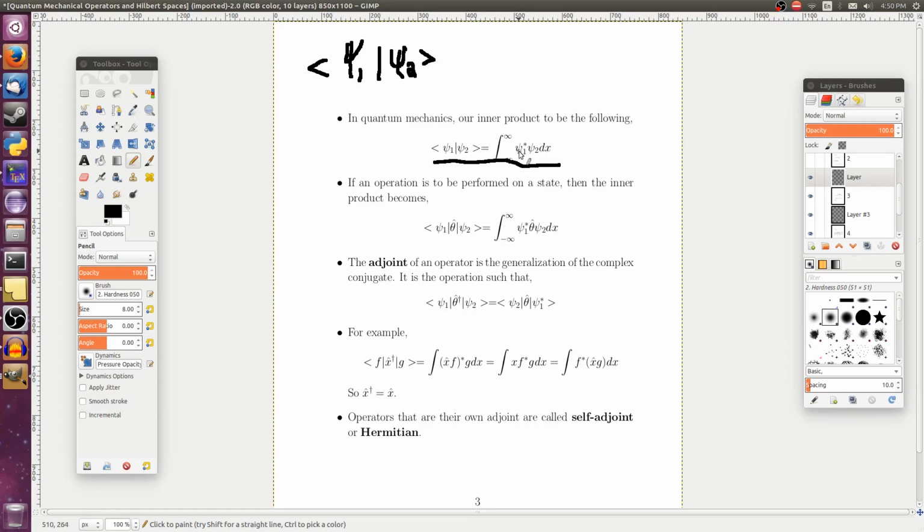And it's going to be equal to the integral of the first function's conjugate times the second function over all of space. So it's very important that you take the conjugate of the first argument. Don't forget that. You're always going to take the conjugate of the first argument whenever you're taking an inner product.